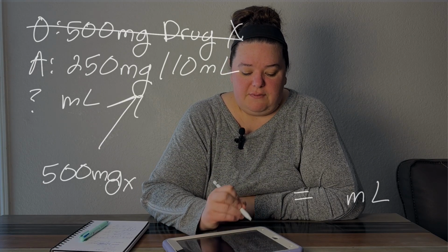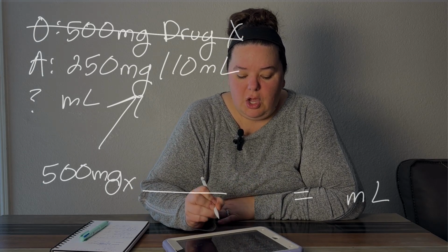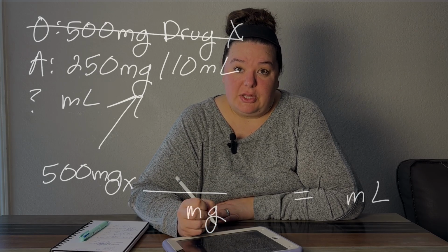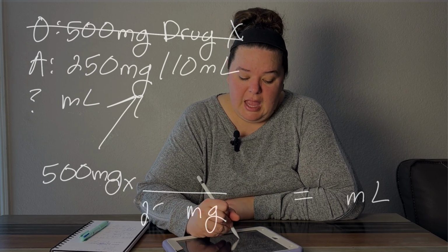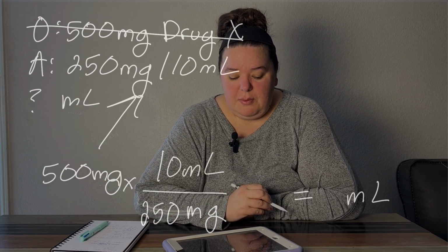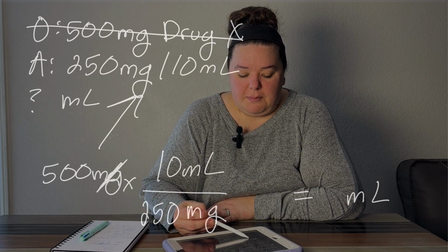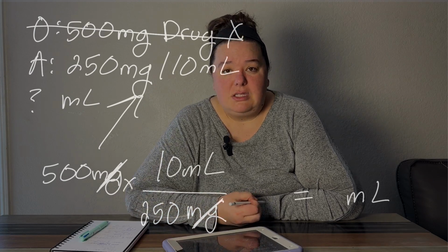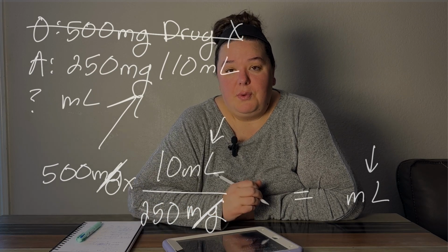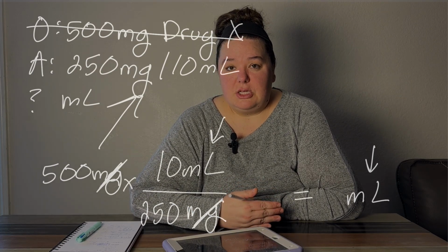We're going to look to our given information. We have milligrams in our available. In order to get rid of milligrams, we need milligrams on the bottom to cancel out with the milligrams in the numerator. And we're literally just going to copy our given information. So now we have 10 mLs over 250 milligrams. Our milligram on top and our milligram on bottom cancel out. And now our mL on the left and mL on the right equal each other, right? We have the same label on both sides of our equation.